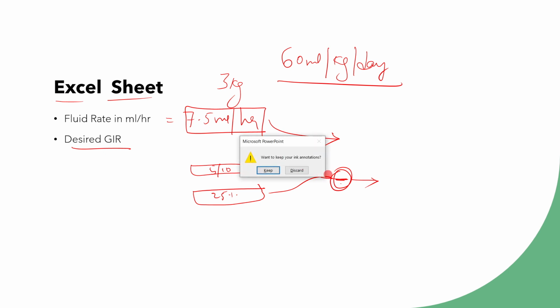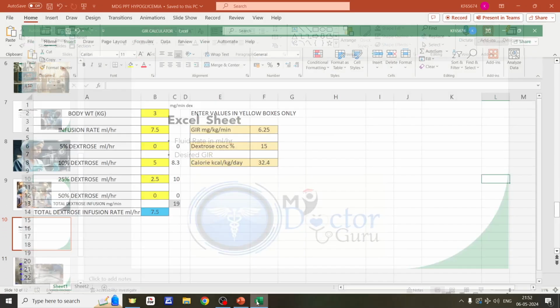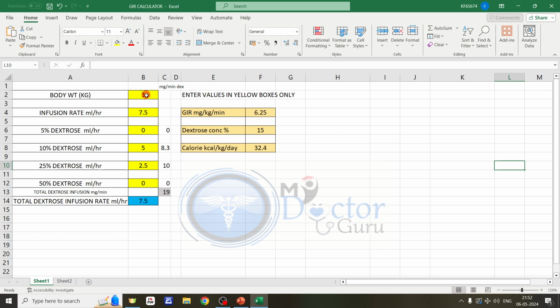So here is a look at the Excel sheet. This is the Excel sheet wherein, as we calculated, we enter the body weight, and the 7.5 ml per hour is the infusion. Suppose you want to generate a desired GIR of 6, then you need to infuse 10% dextrose at 5 ml per hour and 25% dextrose at 2.5 ml per hour.